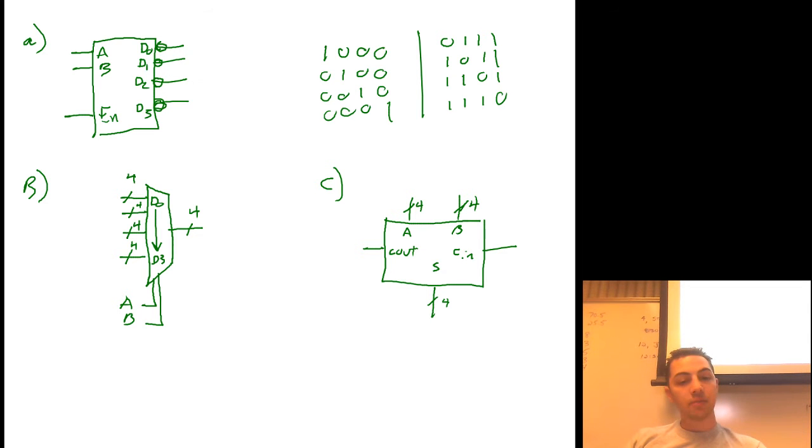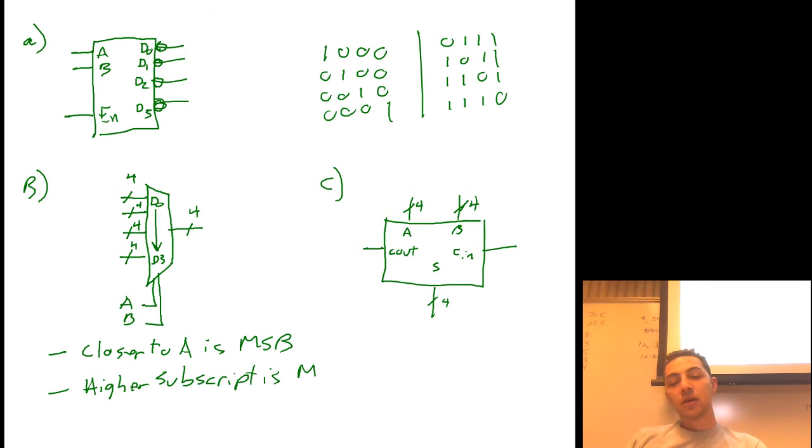In my solution, to be completely accurate, I said the bit closer to A, the higher subscript, is the most significant bit. And I kept that all through my solutions. So when I say A, I mean that is the most significant bit. It's more significant than B. When I give a subscript D3, that is the most significant bit instead of D0. Okay, so that's how I kept that up.